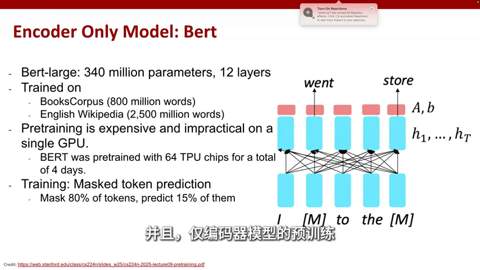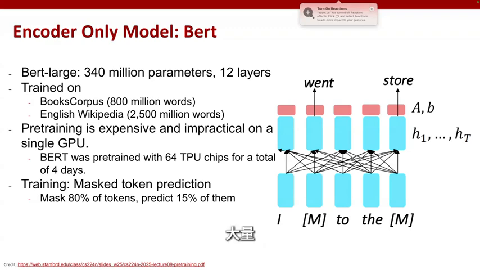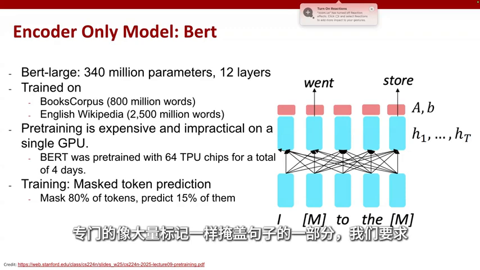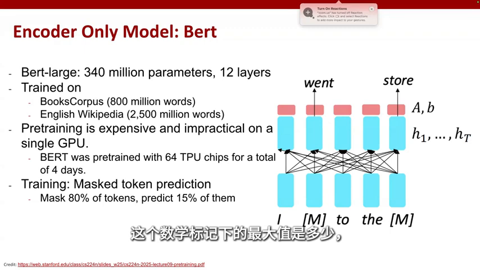And the pre-training of encoder-only models is that we pre-train with mask token prediction. So essentially, we mask a part of a sentence with a specialized mask token, and we ask the model to predict what is under this mask token. And in the original training, they actually mask like 80% of the tokens, which is a lot, and ask the model to predict around 15% of them.